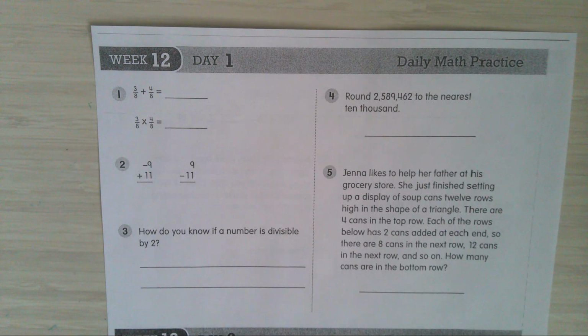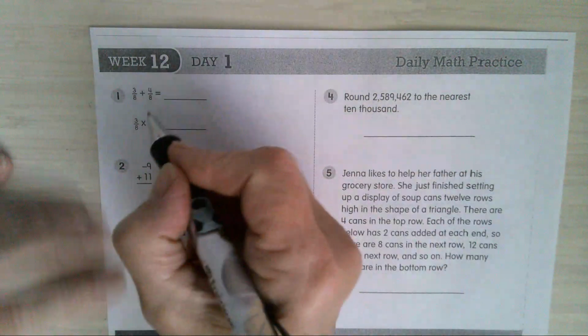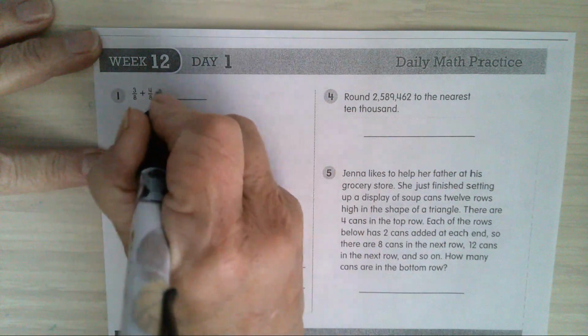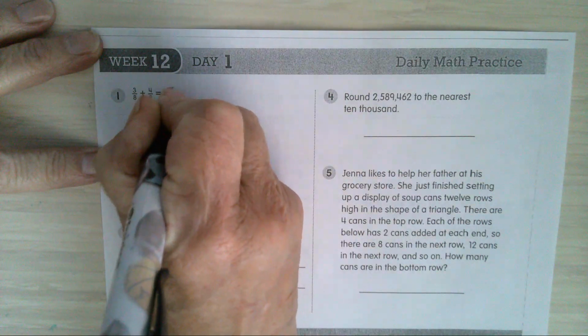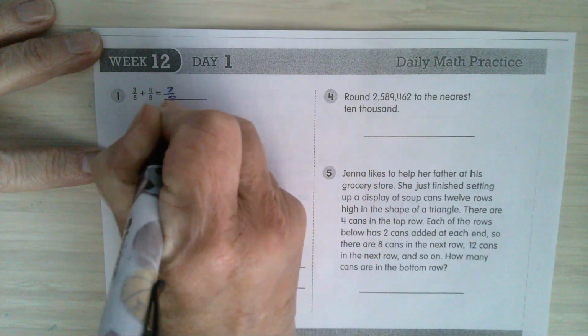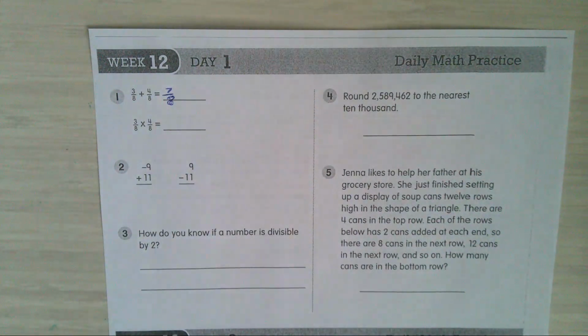So let's begin with our bell work. The bell work is week 12, day 1. So let's go over the answers to these problems. 3 8s plus 4 8s equals 7 8s. The denominator stays the same. You only add the numerators.